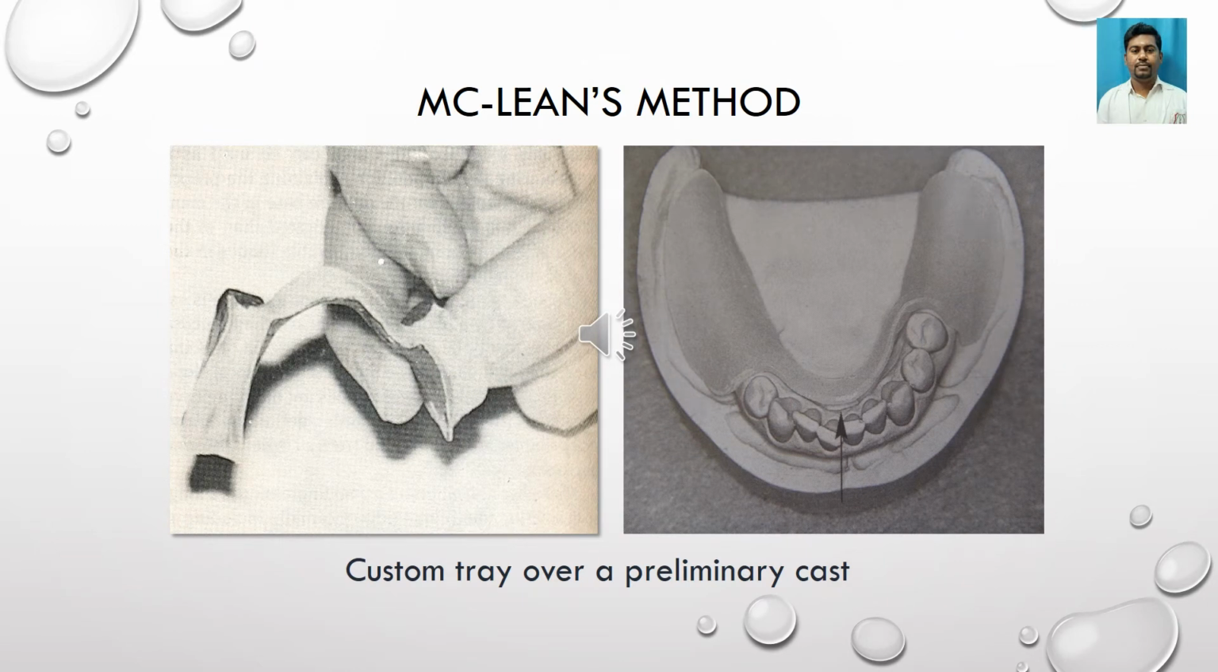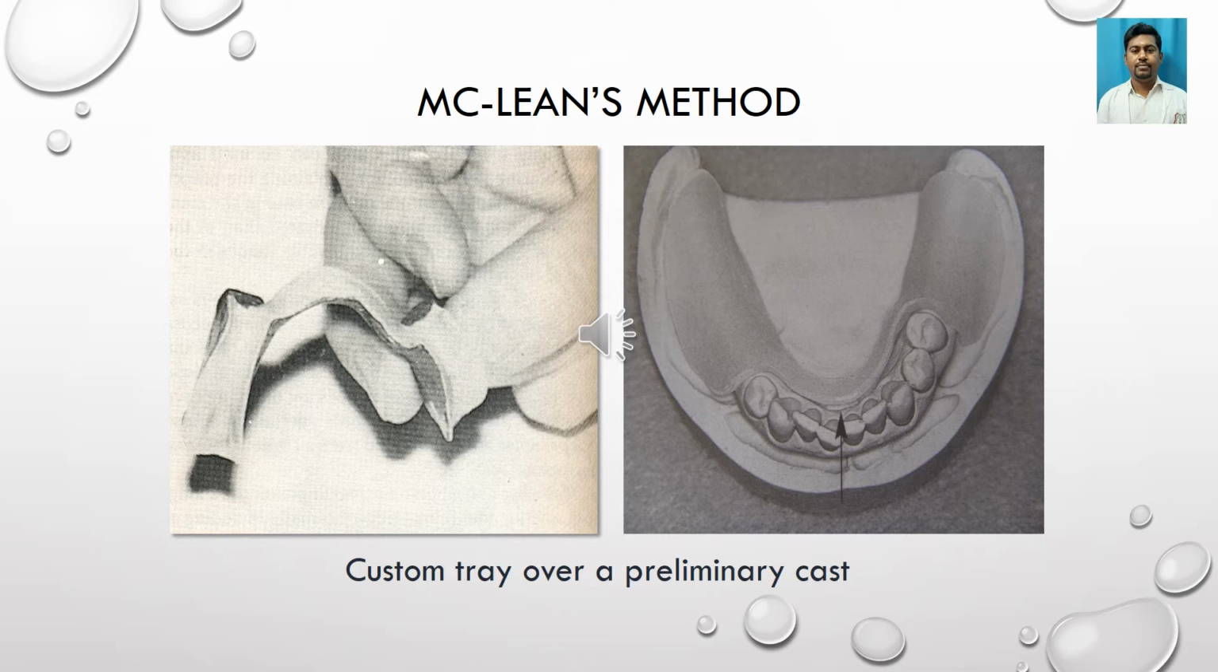Physiologic impression technique basically records the ridge, that means the residual alveolar ridge, in its functional form by placing an occlusal load on the impression tray during the impression procedure. So the first need for this physiological impression was proposed by MacLean, where he realized the need for recording the tissues of the residual ridge in a functional form while capturing the remaining teeth in its anatomic form.